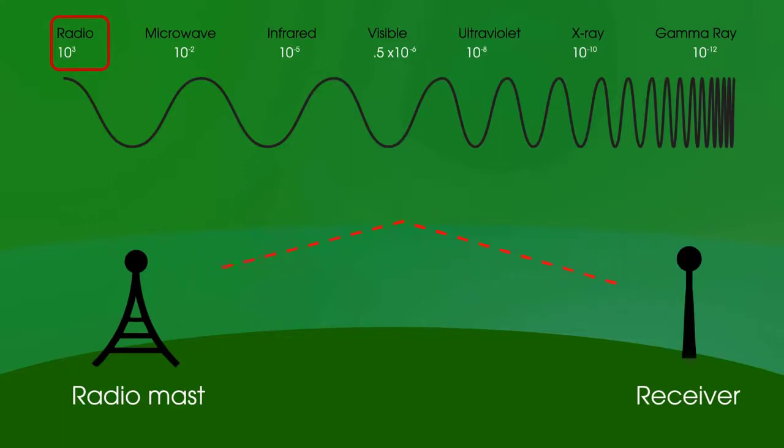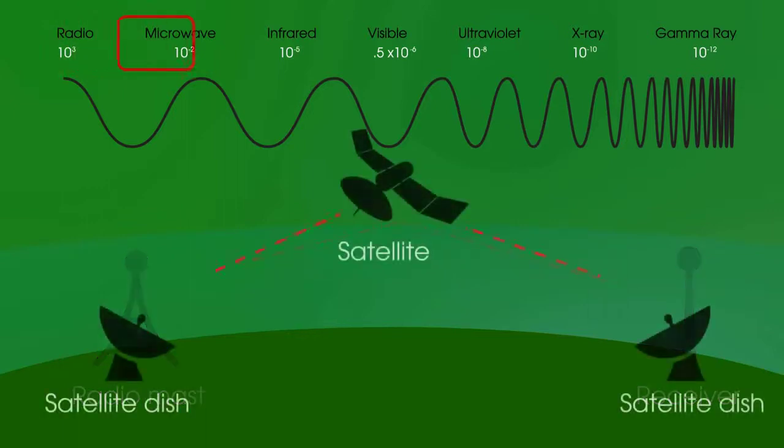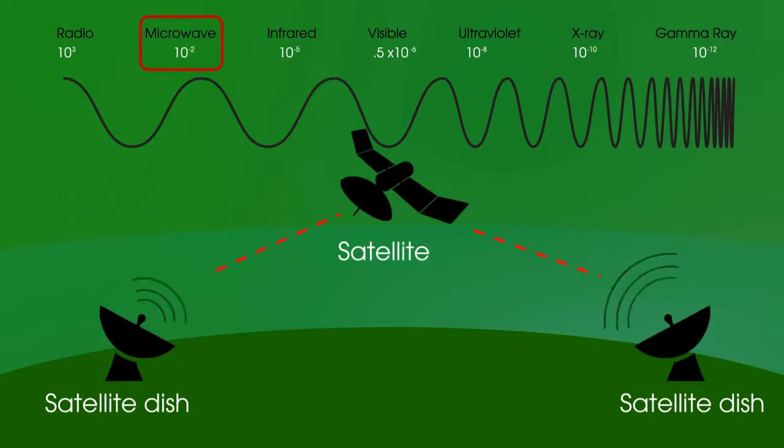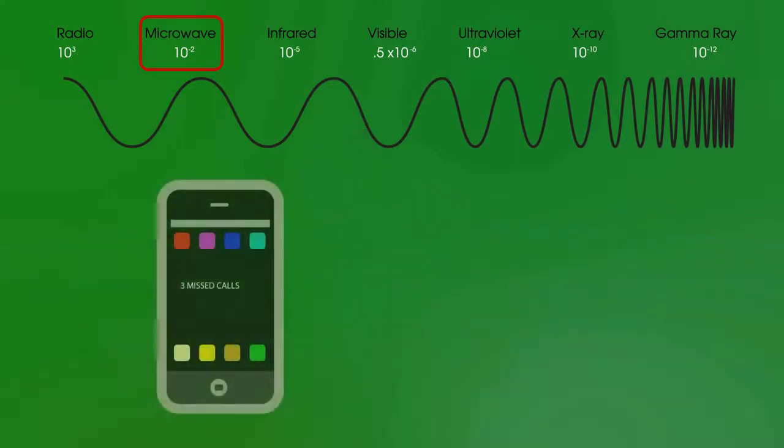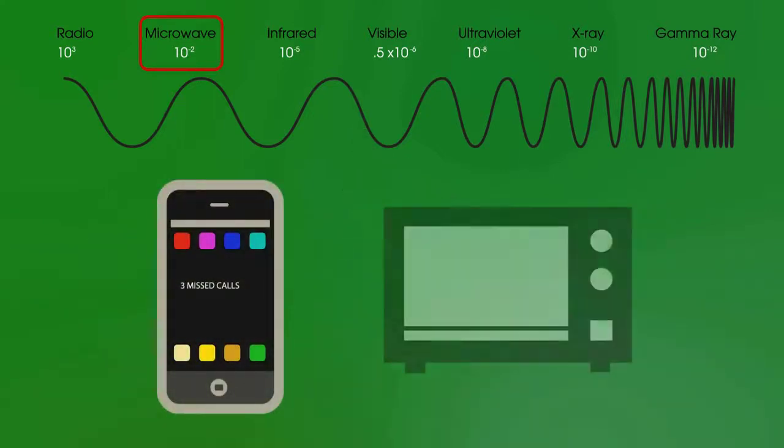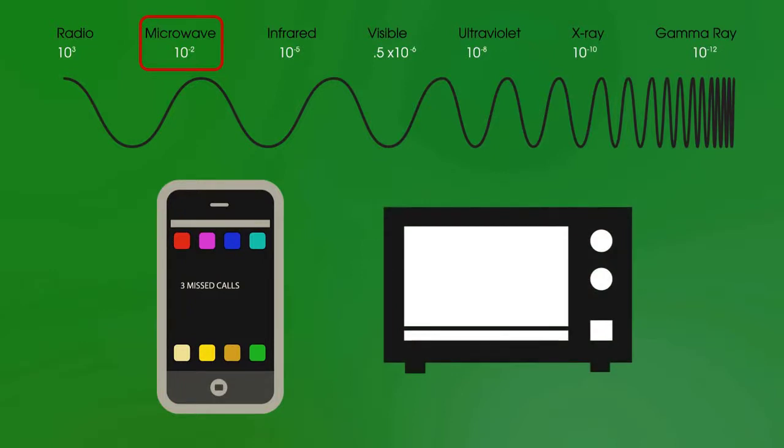However, radio waves can't pass through the ionosphere, so if we want to communicate with satellites, we must use microwaves, as they will easily pass through the ionosphere. Microwaves are also used in mobile phones, and certain wavelengths are absorbed strongly by water molecules and so are used to cook food. These are not the wavelengths, however, that are used in mobile phones.